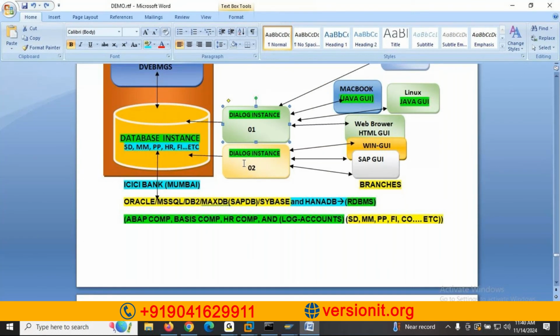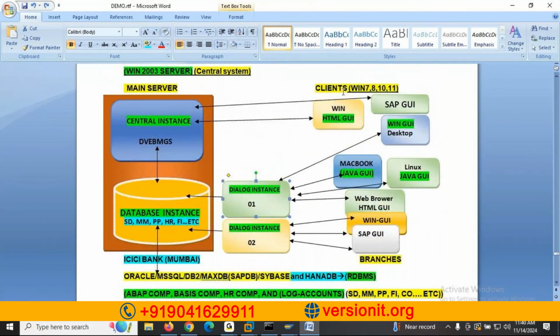Now, guys, after you understand the SAP system to an extent, the next focus point is, write down the heading for tomorrow's subject: central instance architecture. Central instance architecture of SAP systems.